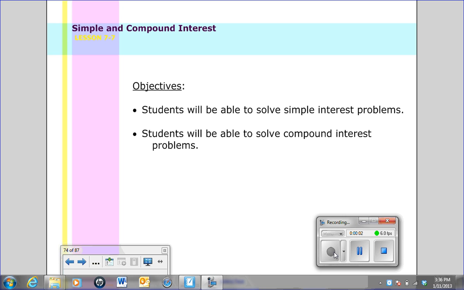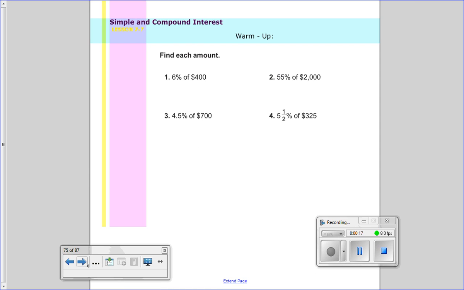Good evening. This is lesson 7-7 on simple and compound interest. In tonight's lesson, you're going to be able to solve simple interest problems, and you're also going to be able to solve compound interest problems. So we're going to go ahead and get started.